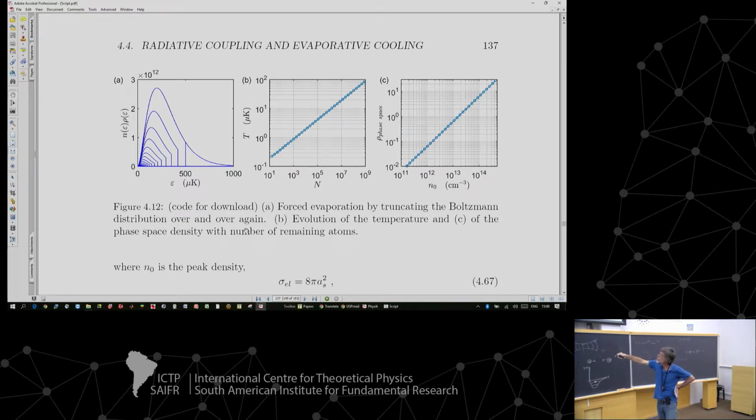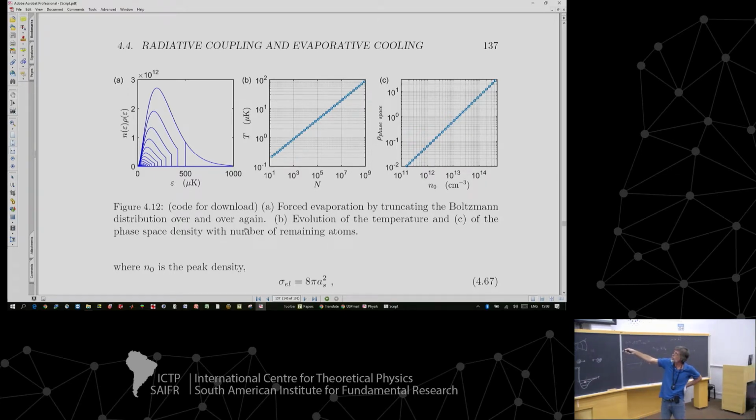Okay. So I made small simulations here that you can download. If you now plot the number of atoms, that means the integral under this Boltzmann distribution, and the energy, that means the maximum of this Boltzmann distribution, against each other, you get a curve like this. This upper curve corresponds to 10 to the 9 atoms at 100 microkelvin temperature.